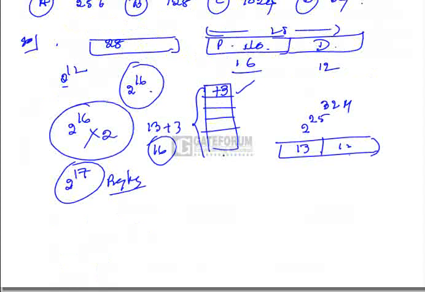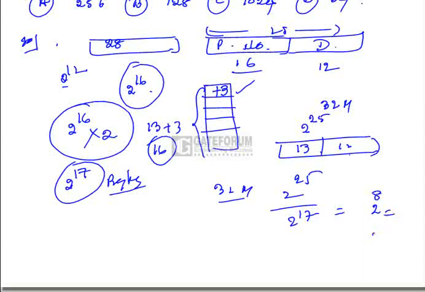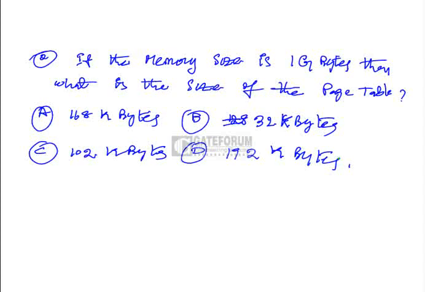But for the number of page tables, you have to divide the memory by it. 32 megabytes means 2 power 25, divided by 2 power 17. So the number of page tables will be 2 power 8, which is 256. A is the right answer. There is another question on the same data. If the memory size is 1 gigabyte, then what is the size of the page table? Option A 168 kilobytes, B 32 kilobytes, C 102 kilobytes, D 192 kilobytes.